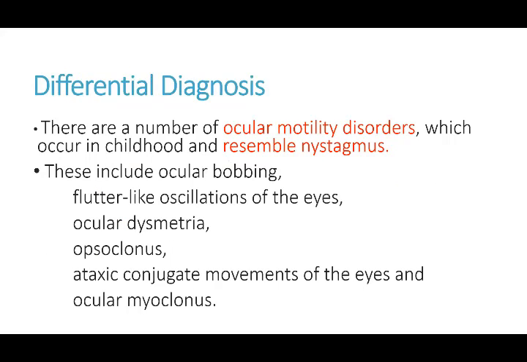Now, what is the differential diagnosis? There are a number of ocular motility disorders which occur in childhood and resemble nystagmus. These include flutter like oscillations of the eye, ocular bobbing, ocular dysmetria, opsoclonus, ataxia, and ocular myoclonus.